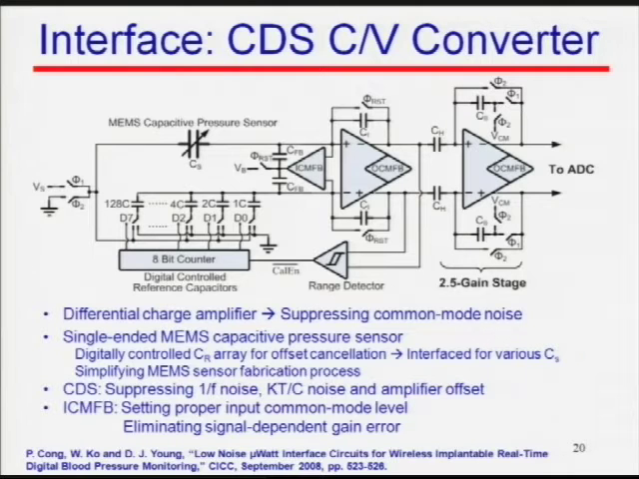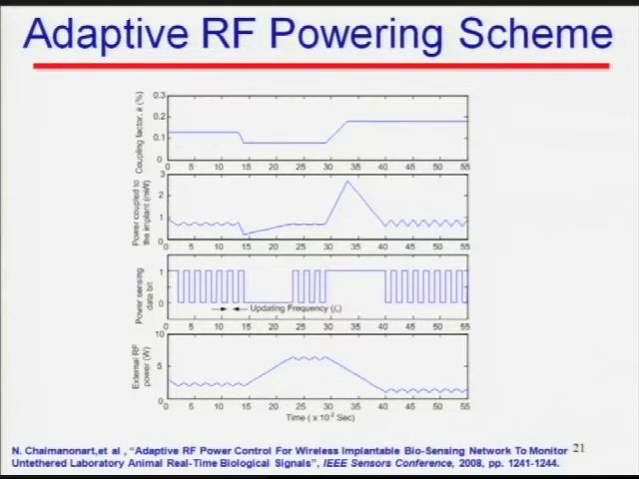Okay? Now I want to spend maybe just 1 minute talking about this adaptive RF powering. Because it's only 1 minute, I can't get into a lot of detail. My graduate student, Natapong, also had an IEEE Sensors paper published October last year that describes in detail how the adaptive powering works. When the animal is stationary, not moving, you have a constant coupling factor. So the power coupled to the implant device is pretty much constant on average.